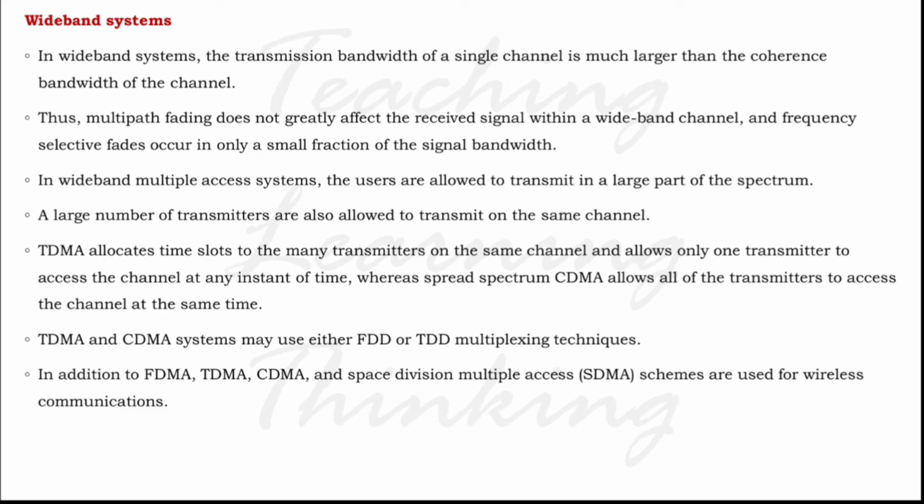TDMA allocates time slots to many transmitters on the same channel but allows only one transmitter to access the channel at any instant of time, whereas spread spectrum CDMA allows all the transmitters to access the channel at the same time. TDMA and CDMA systems may use either FDD or TDD multiplexing techniques. In addition to FDMA, TDMA, and CDMA, space division multiple access, SDMA, schemes are used for wireless communication.